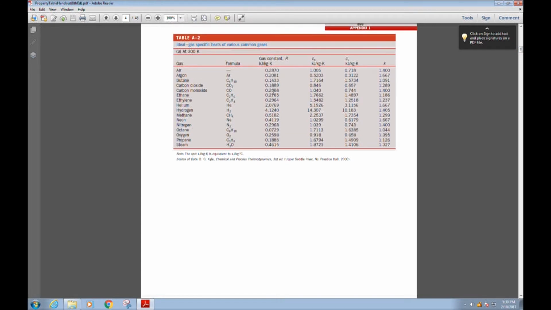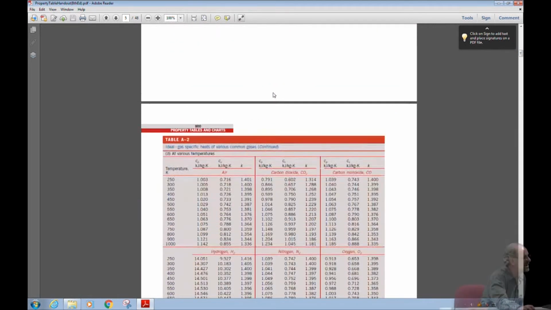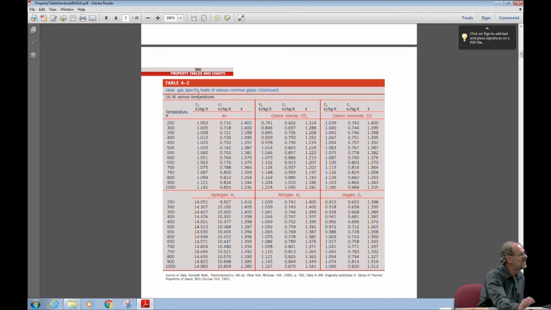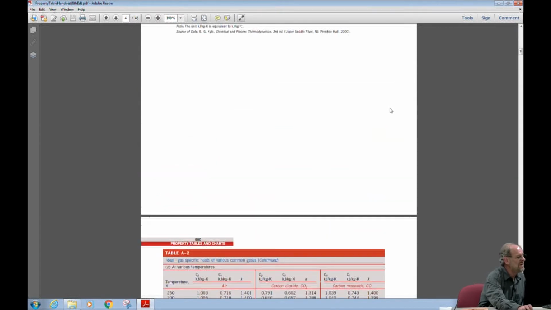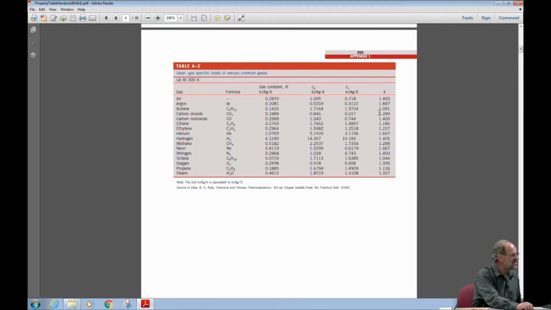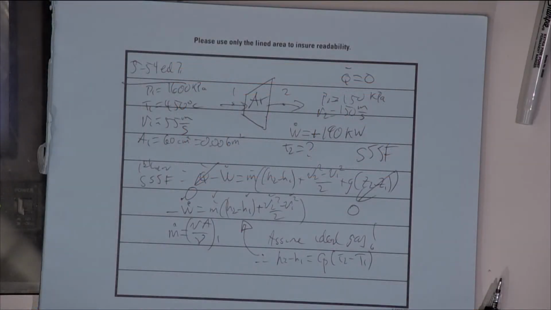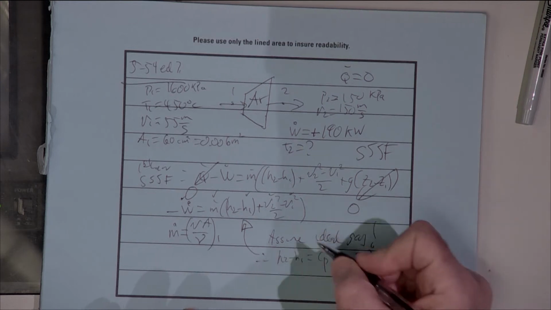It certainly gives me room temperature data, but the table of ideal gas properties over a range of temperatures doesn't have argon. So even if I knew the average temperature, I don't have the data available to me even if I wanted to use it. So we have no choice, right? The only choice we have is to use table A2 part A and just assume that it's an ideal gas and that the properties we're going to use are at room temperature. So it's assumed it's ideal gas.